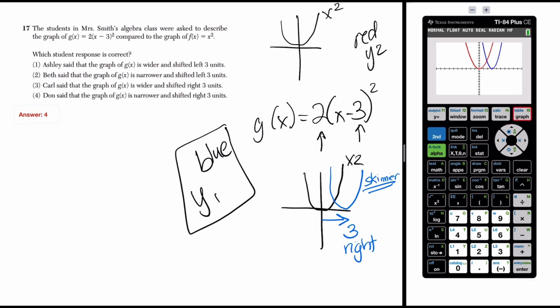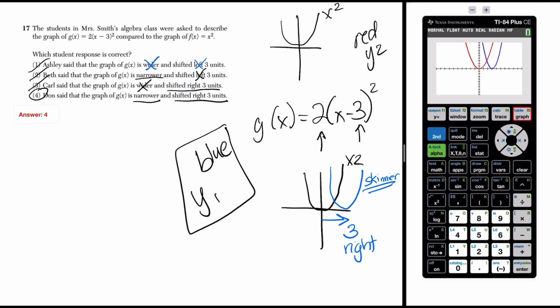So now when we look at our choices, Ashley says that g of x is wider. We know that that's not true. It's not wider. And it did not go to the left 3 times. So Ashley is completely bonkers. She just got it backwards. Beth said it was narrower, which is true, but it's shifted to the left 3 times. So both things have to be right. She was right about narrower. Carl said the graph is wider. We know that's not true. And it's shifted to the right 3 times. That is correct. But Don said it is narrower, which is true, and shifted to the right 3 times. All right, so that's one thing we can see.